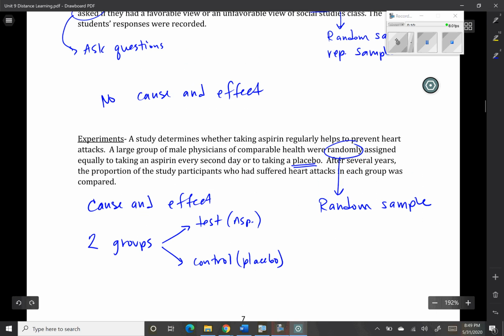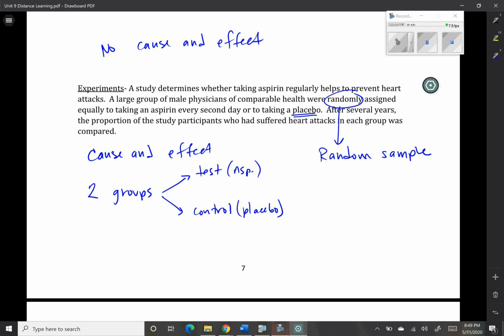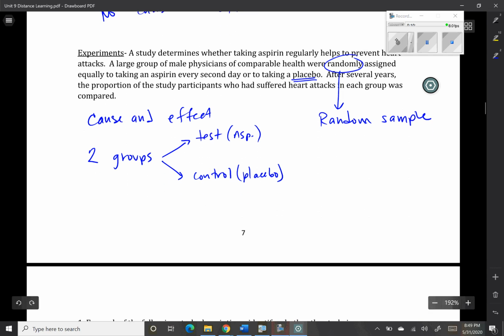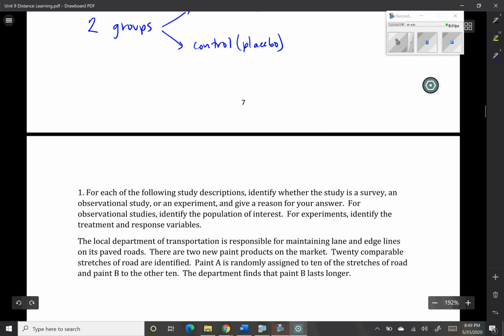Okay, so we have random sample here again. Everything has to be a random sample. If we're not doing a random sample, we're going to get some type of bias here. Okay. So there's our three different types of surveys.